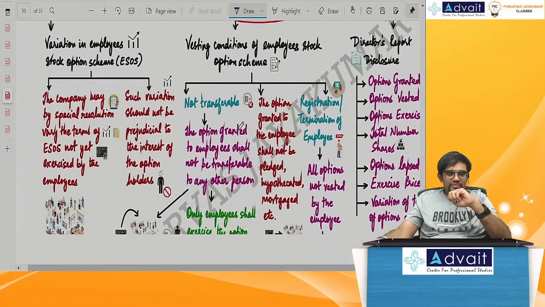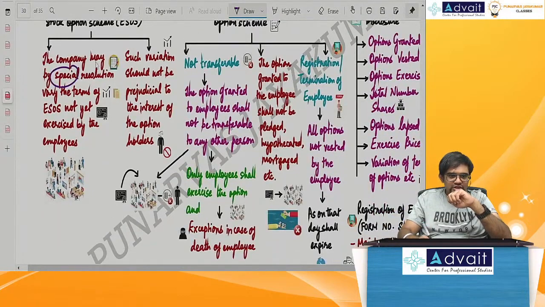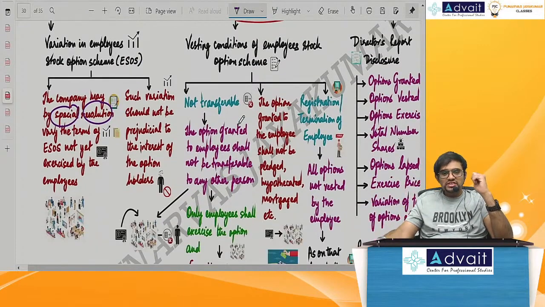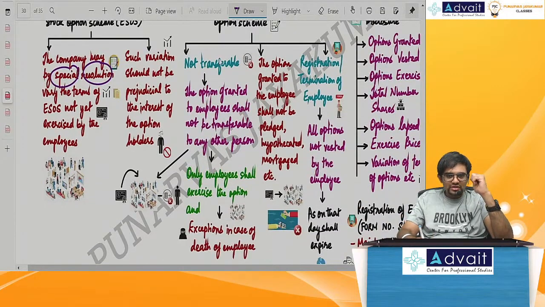Now, the company may by a special resolution vary the terms of the ESOP. Such variation should not be prejudicial. This ESOP, again, any granting of securities, whatever it is, should go through a board resolution. Vesting of the company's employee stock option plan, this is non-transferable.